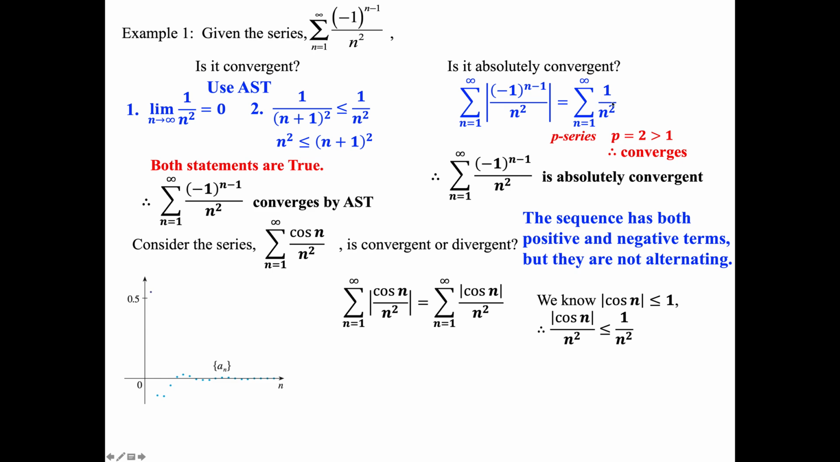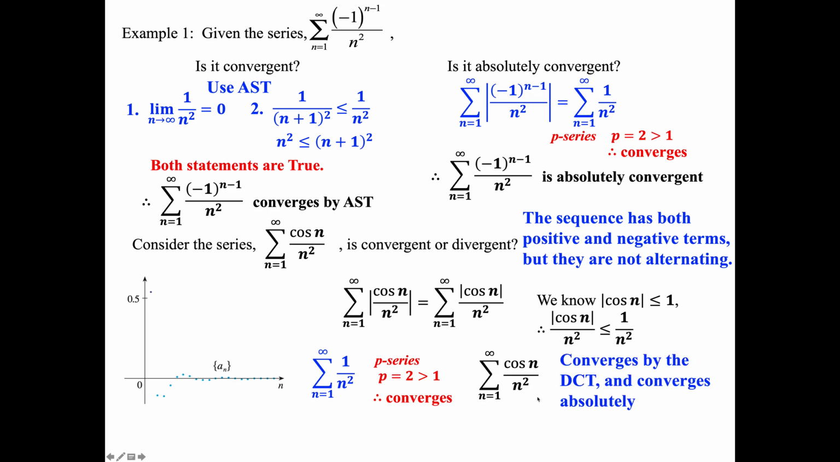So by, again, the direct comparison test, we can show that it compares to this sequence, which converged up above, and therefore we can say that this sequence that we are dealt with is going to converge by the direct comparison test, and it converges absolutely as well.